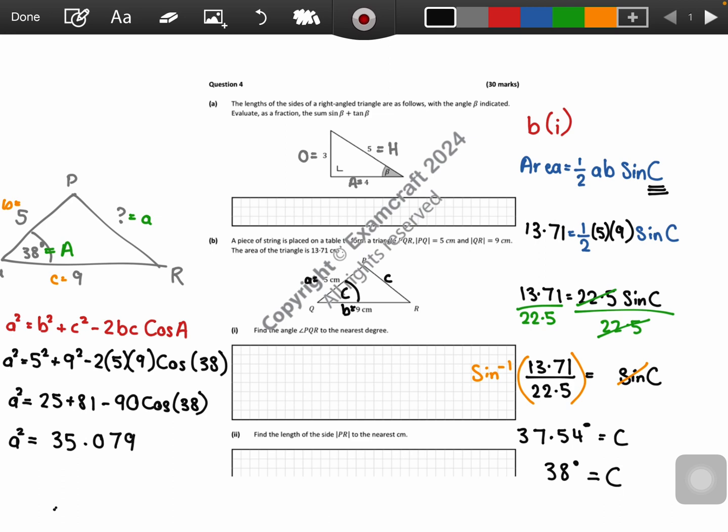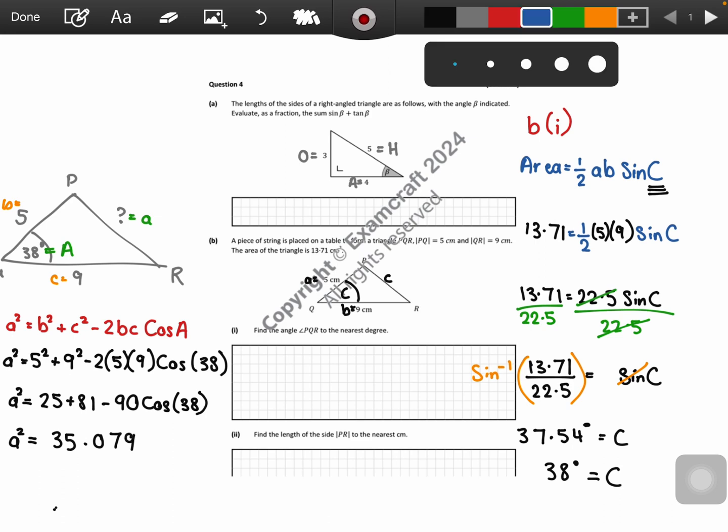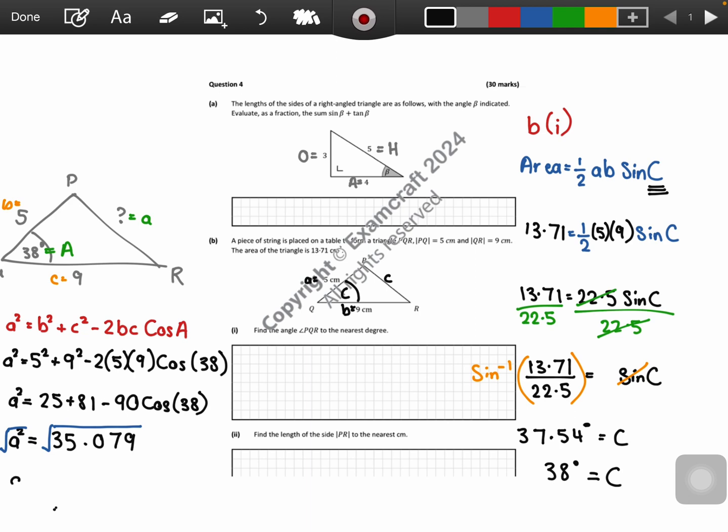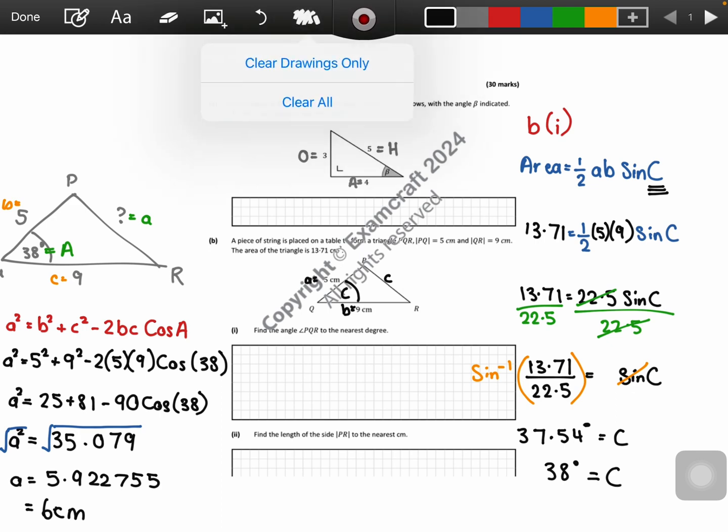35.079. And then when I square root in my calculator, instead of just typing in the square root of 35.079, I'm going to click the square root and then click that answer button beside the equals so that it's actually typing in every decimal that would have continued on to give. My answer there is going to be 5.92275. Okay, and it says to the nearest centimetre, so I'm just going to round that up to 6 centimetres. Okay.